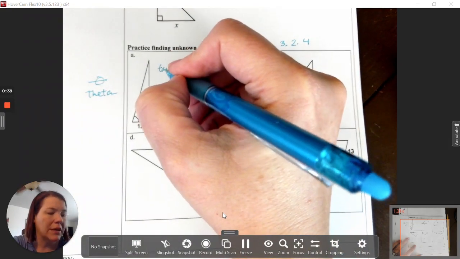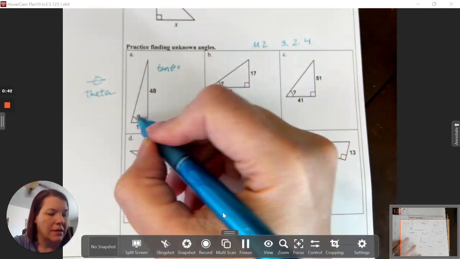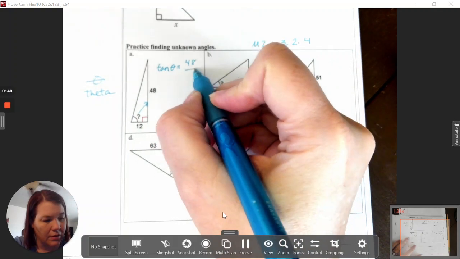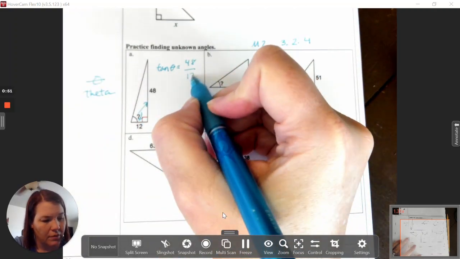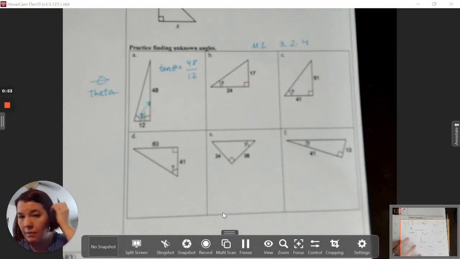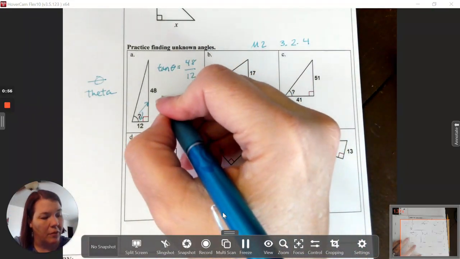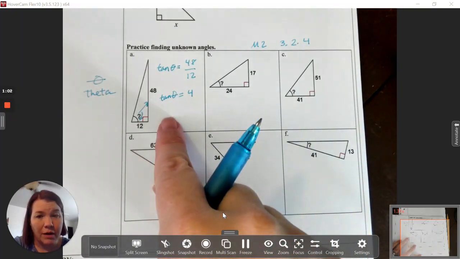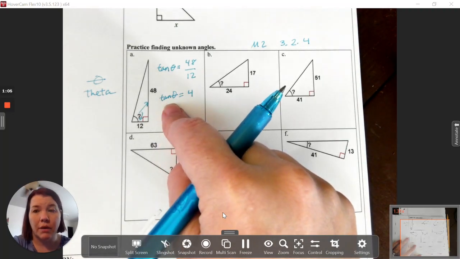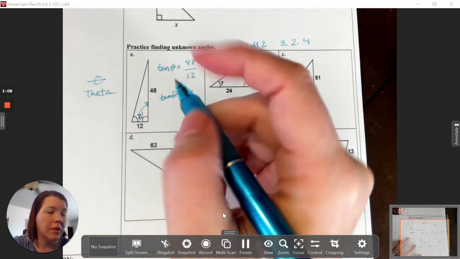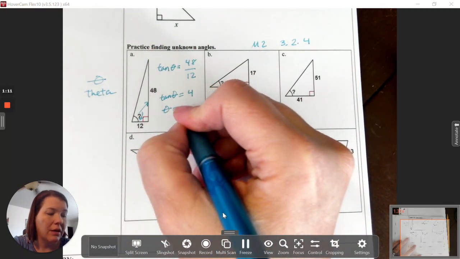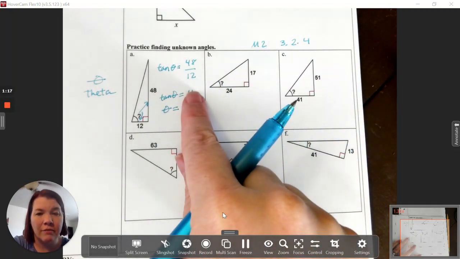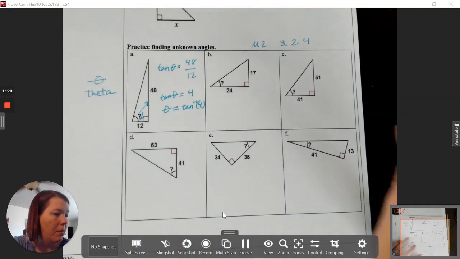Either way, we're going to take the tangent of theta, and in this case it is equal to 48 divided by 12. If possible, I'll simplify my ratio, which this one is: tangent of theta equals 4, since 12 goes into 48 4 times. Now, I'm trying to find theta, so I need to undo tangent. As we started the lesson with, tangent inverse undoes tangent. So I'm going to end up taking the tangent inverse of 4. We'll come back to that in just a minute.